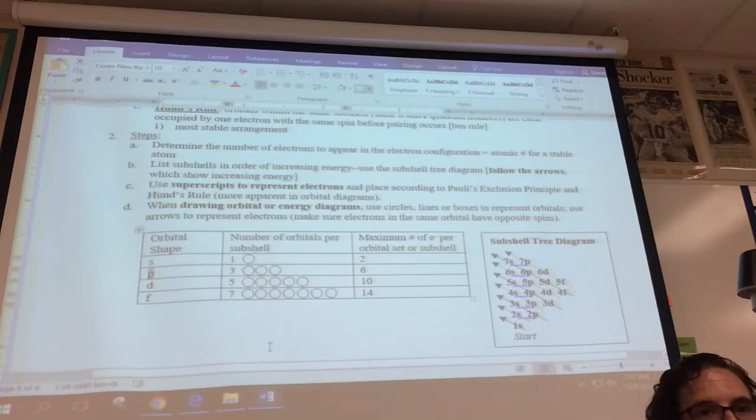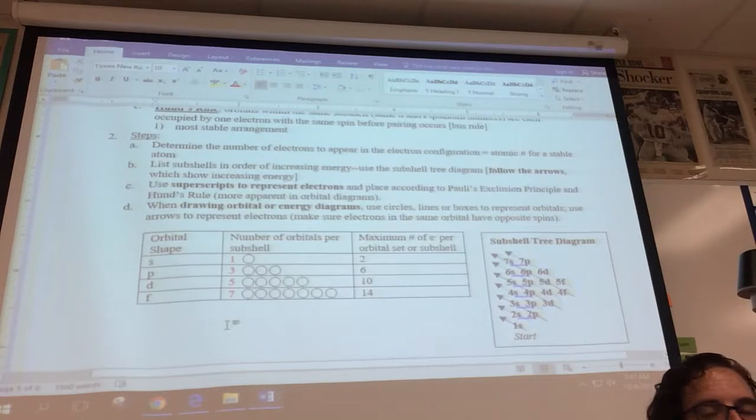What is L for P? What's 2 times 1 plus 1? And that's where these numbers come from. L for D is 2. 2 times 2 plus 1 is 5. L for F is 3. 2 times 3 plus 1 is 7.